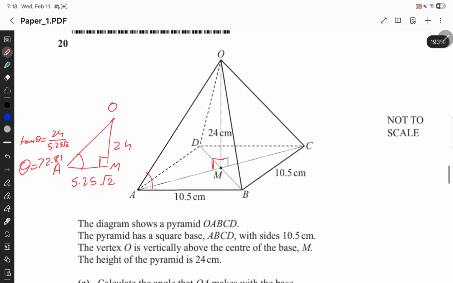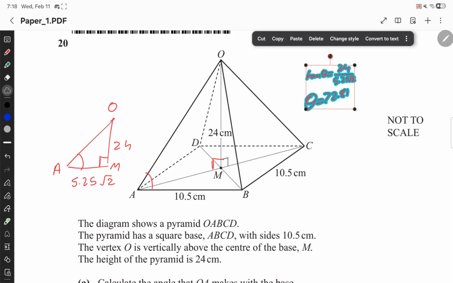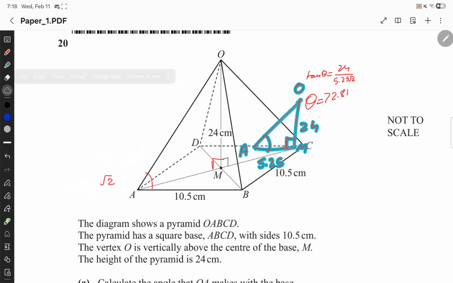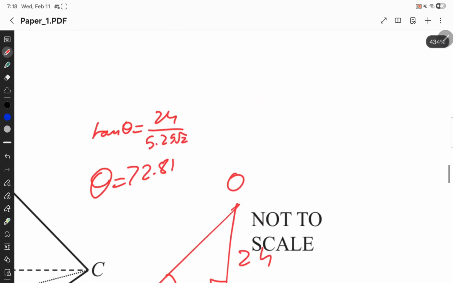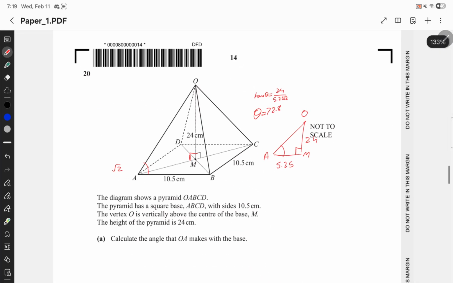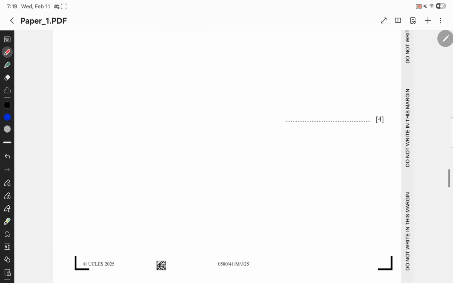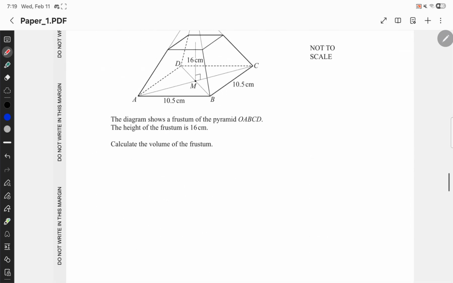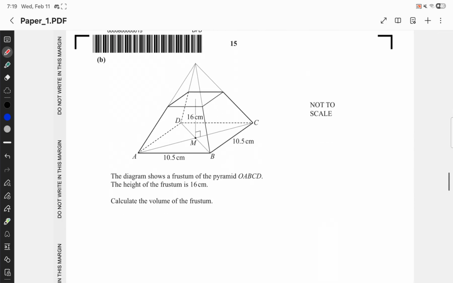72.81. It's getting a little cramped in here, don't you reckon? So we use this. Now if you read the instructions in the paper, then you know, just round this to 1 decimal place, like so. This is 72.8 degrees. Yay. Now for the worst bit, part B.